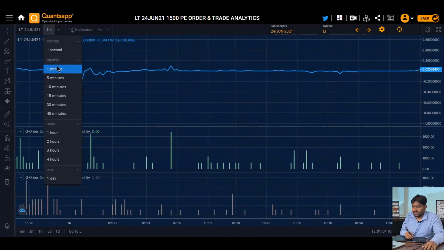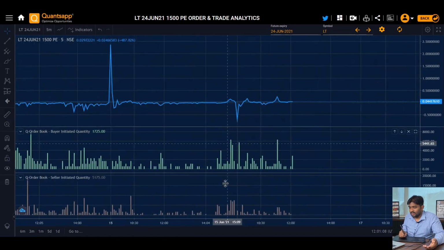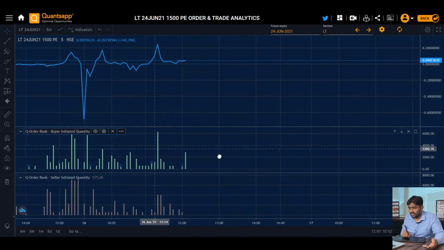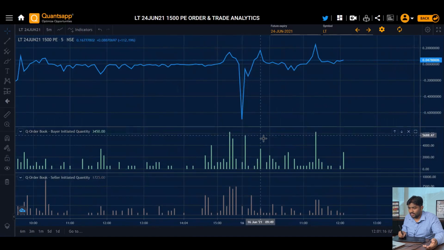So it's a 1 minute chart. Probably some counters are illiquid, so we need to look at a bigger time frame. So let's see. This is the start of the day. So that's 9:25. We have received a good order here, a good quantity here. In this particular option, there is a lot of buying happening in 1500, and here we also have received 11. So 1500 put option we can see.